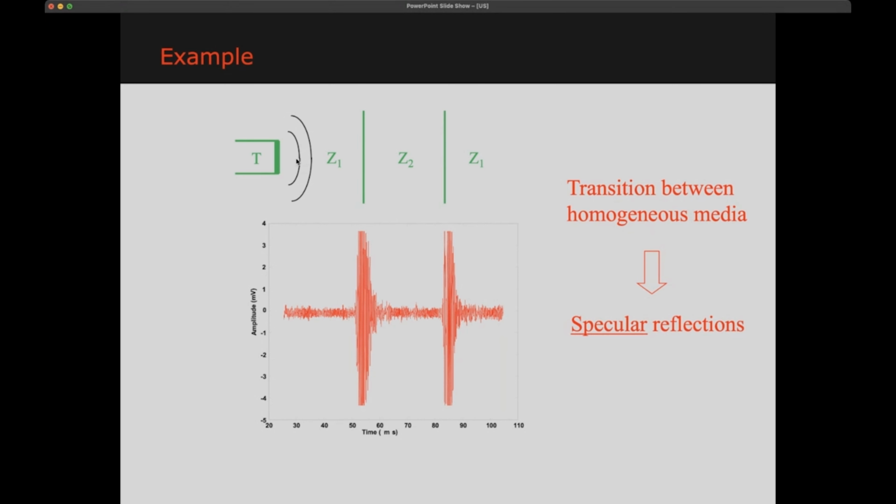And so you will see that this way you can image the boundaries of homogeneous objects if these objects have different acoustic properties. This is based on, as we said before, mirror reflections, which in ultrasound we call specular reflections. And these are high amplitude reflections.